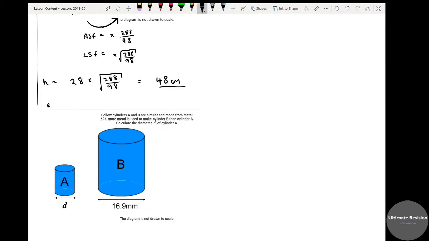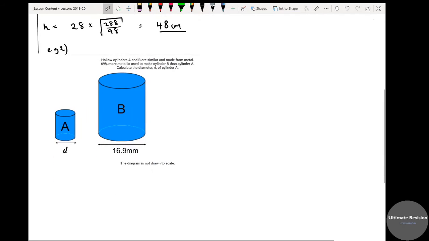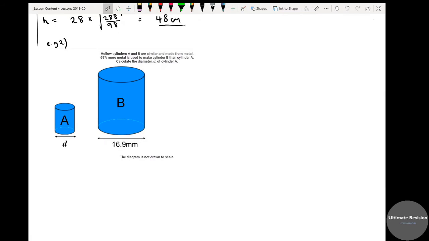Right, example 2. A very similar question to this came up in the GCSE paper last summer. It's one that really tricked a lot of people, so just be aware of this. It says hollow cylinders A and B are similar and made from metal. 69% more metal is used to make cylinder B than cylinder A. This is a little bit tricky because you're not certain if this is volume or area. I'm going to assume it's talking about area. It should make it clearer in the question. So assume surface area is 69% more. Calculate the diameter of D.